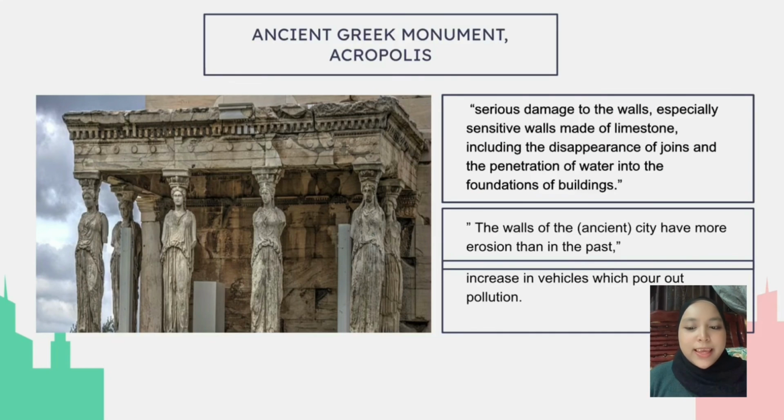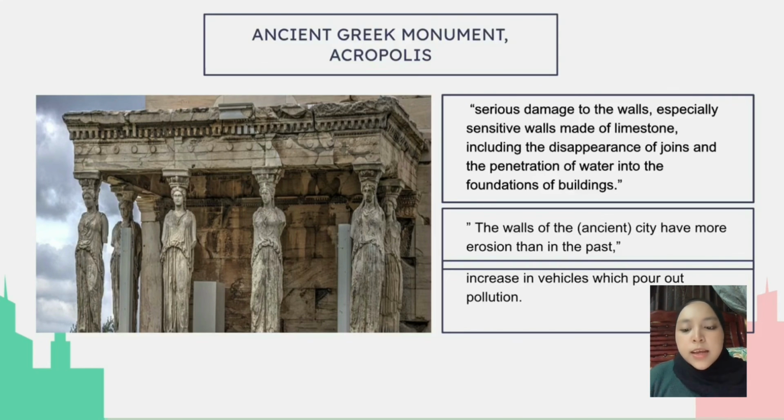The next one is an ancient Greek monument, which is the Acropolis. According to the Athens Macedonian news agency, it was reported there has been serious damage to the walls, especially sensitive walls made of limestone, including the disappearance of joints and the penetration of water in the foundation of the buildings. The walls of the ancient city have more erosion than in the past.